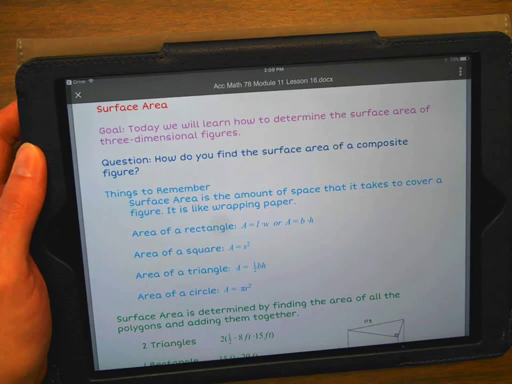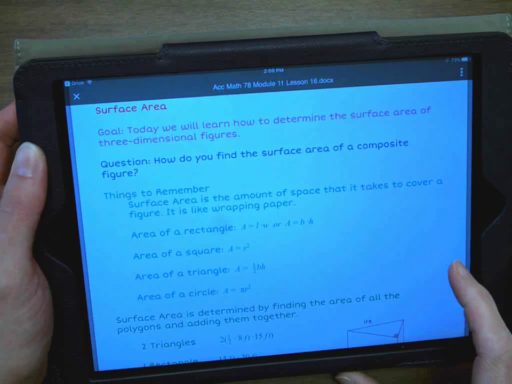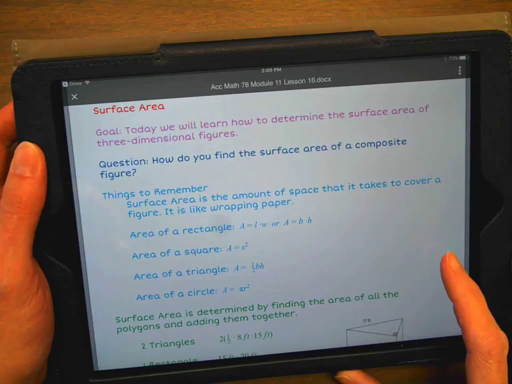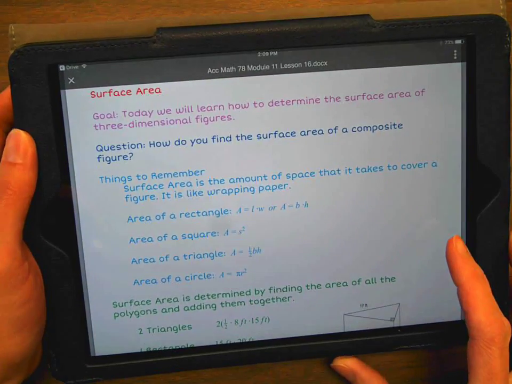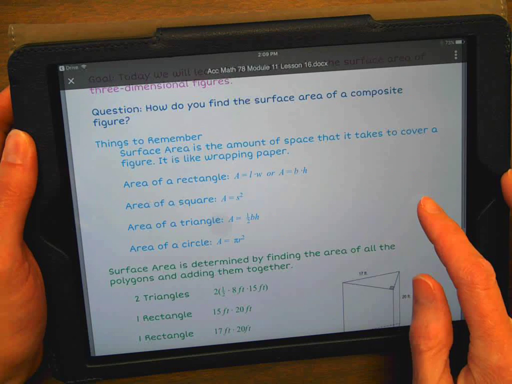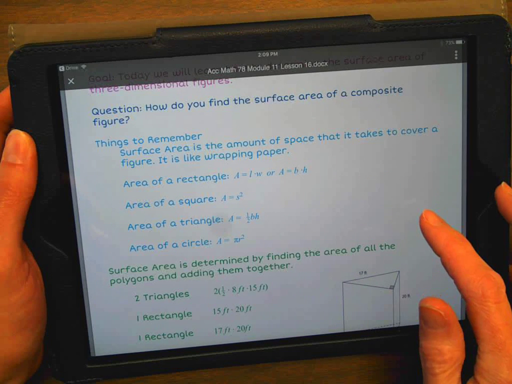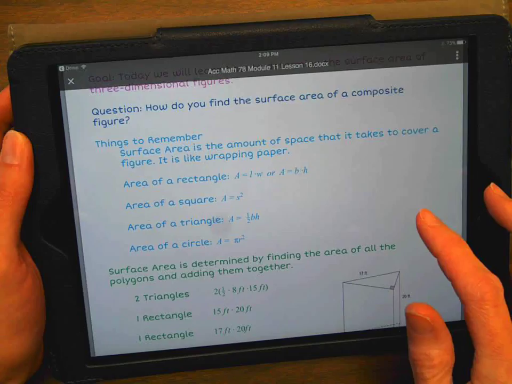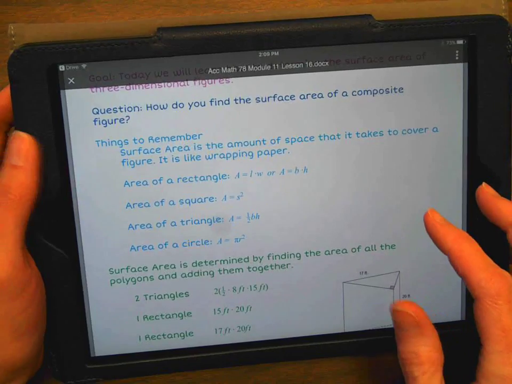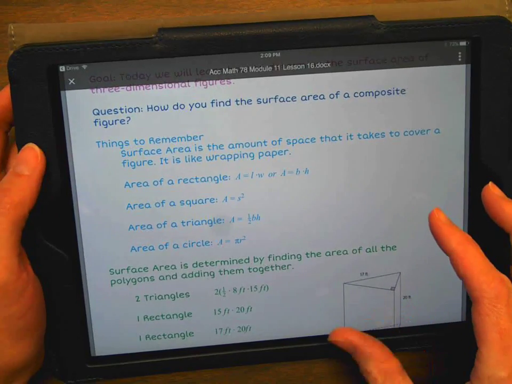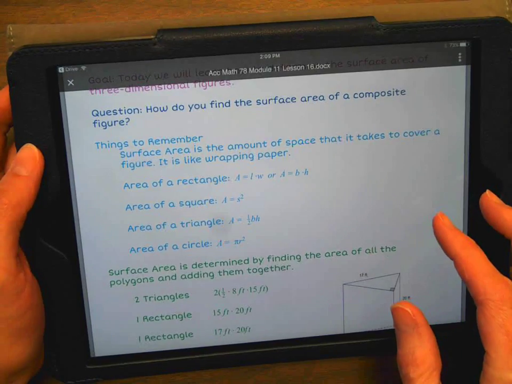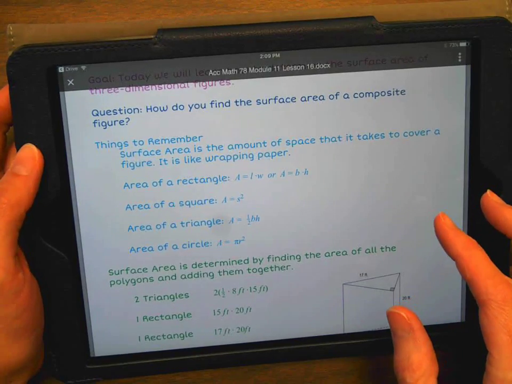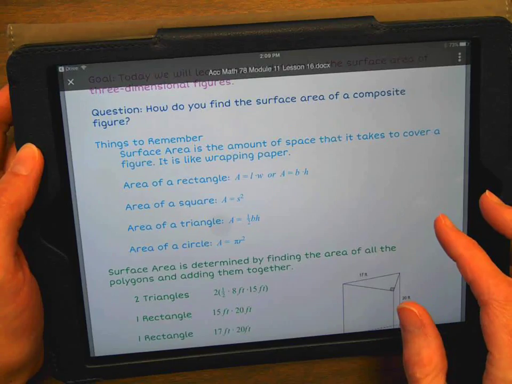Things to remember. Surface area is the amount of space that it takes to cover a figure. It's like wrapping paper. So when you're wrapping a gift or something like that, you have to make sure that every surface is covered so that nobody peeks. Well, that's what surface area is like. Only difference between wrapping a gift and surface area in math is you don't want any overlap. You don't want any extra. You want it to fit exactly.